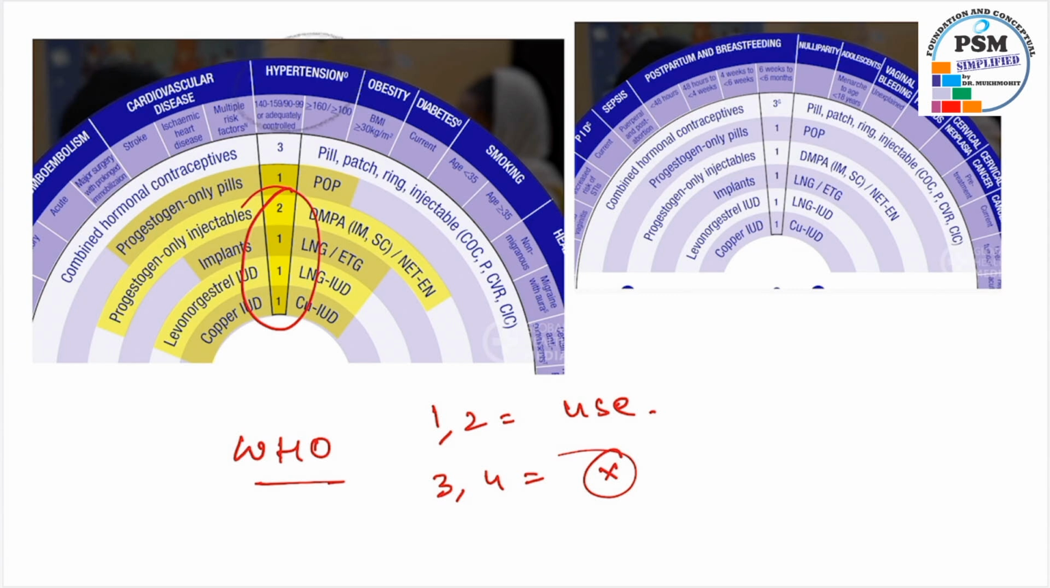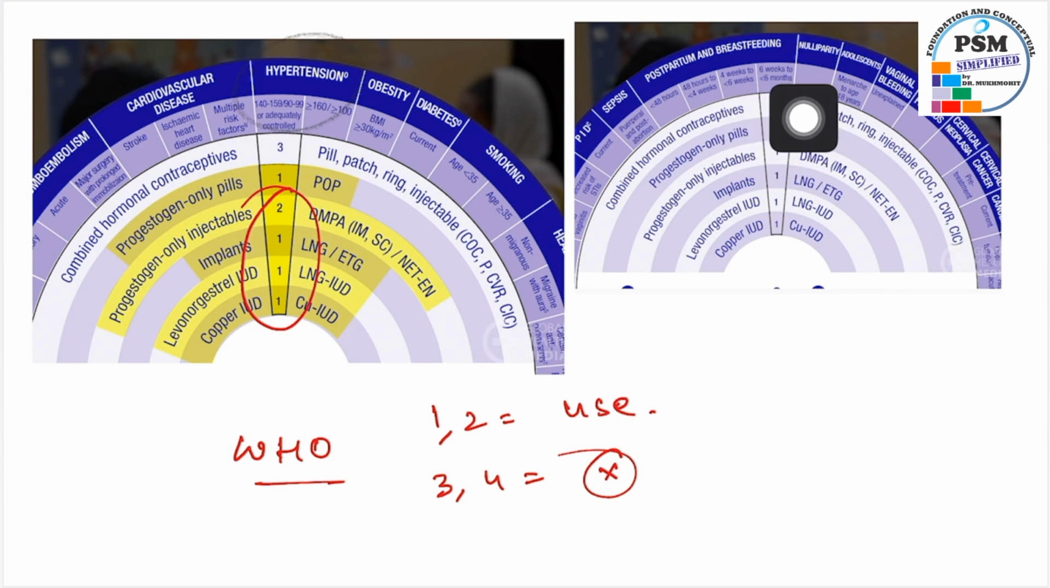For example, in this client, you can see that the patient is coming with hypertension, and these are the general contraception which are available. You just move the lower part of the wheel and the numbers would correspond. So 1 and 2 means you can use, and the client can choose any of the following. In certain situations, it's with some alphabets.